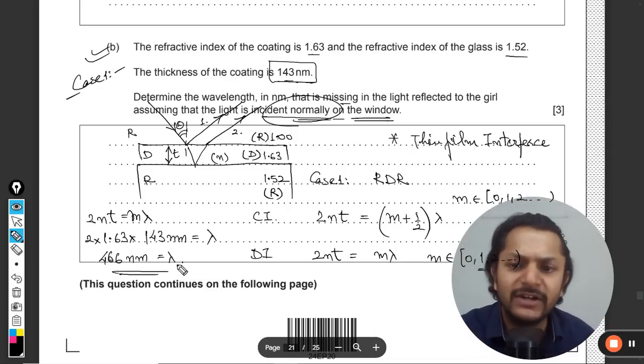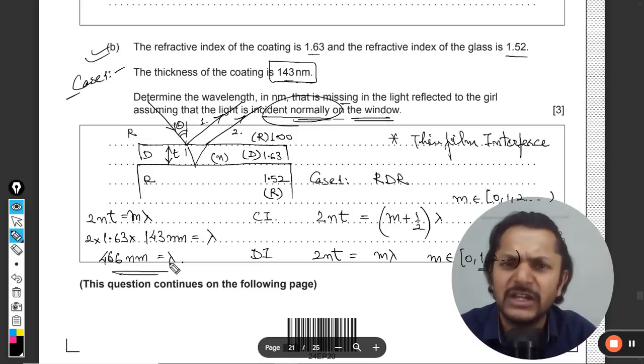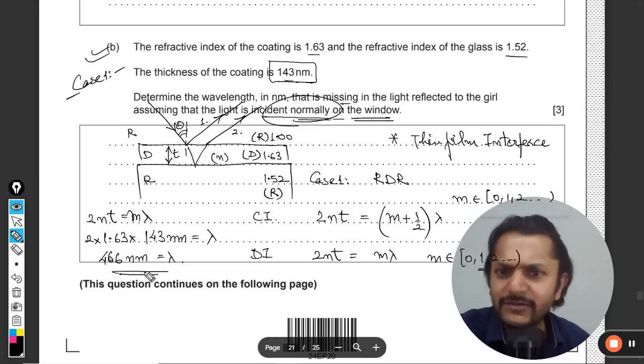Why is 470 the answer that is given here? Because usually they round it off to two significant figures. So accordingly, we can do that. So 466 nanometer is our answer.